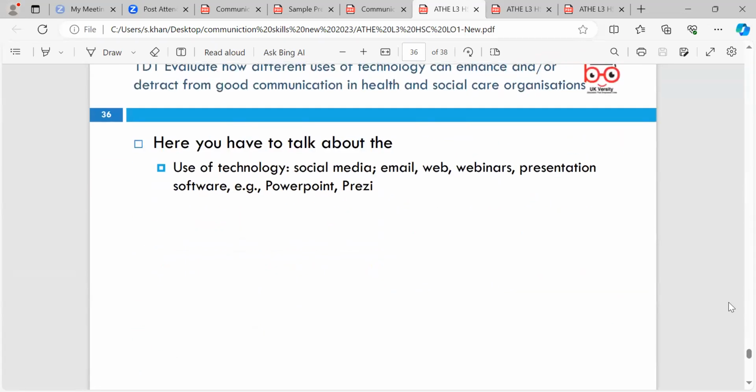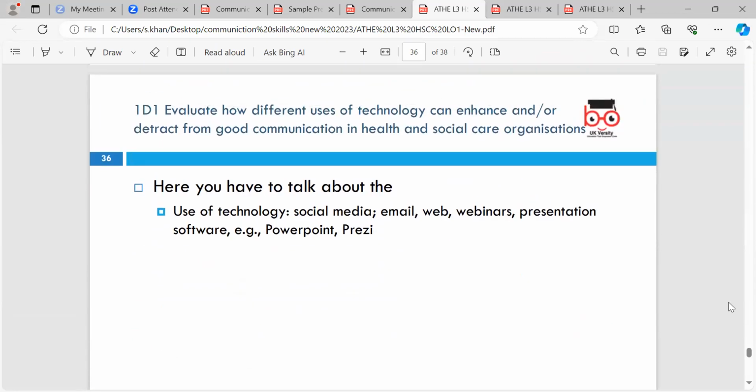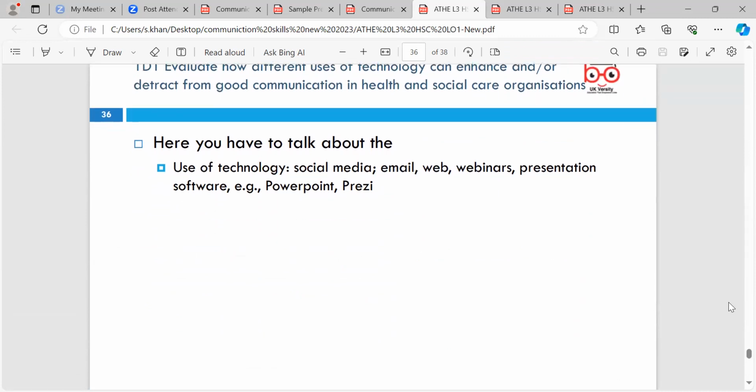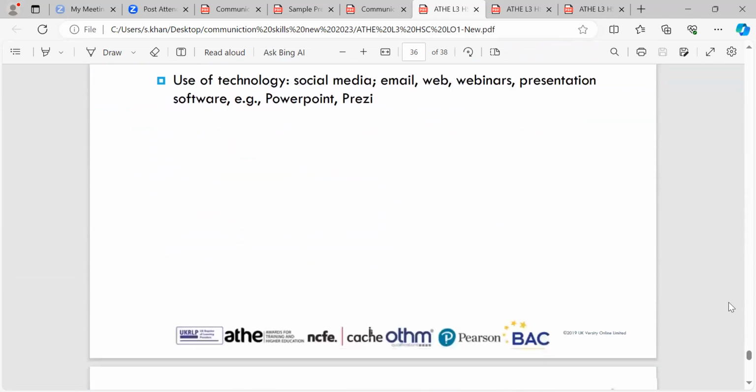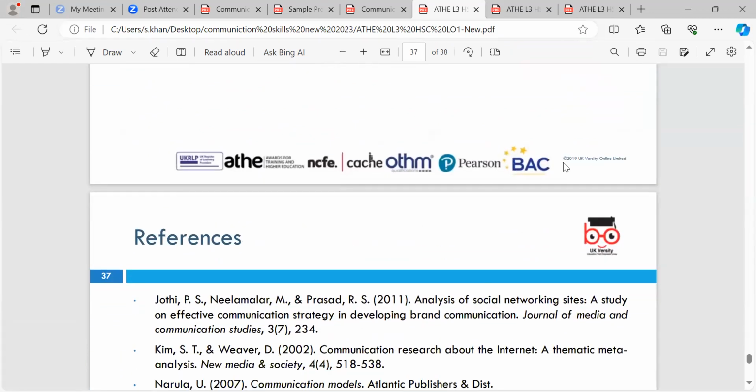We then looked at 1D1, which was to evaluate how different uses of technology can enhance or detract from good communication in health and social care settings. That covers the use of technology, social media, email, webinars and presentations. And then that was learning outcome 1. Okay, so we'll go on to learning outcome 2 now, so you've got a better idea of what we've been doing.